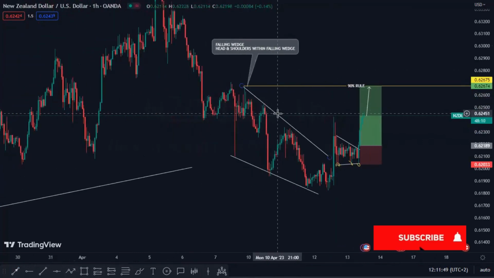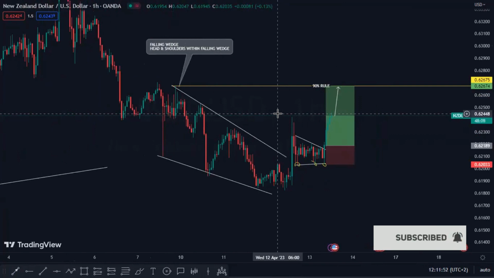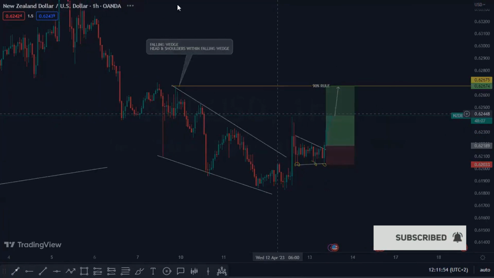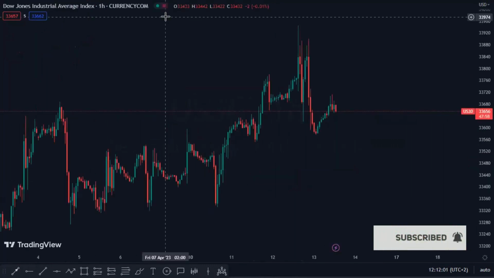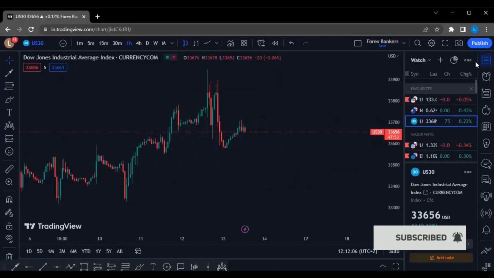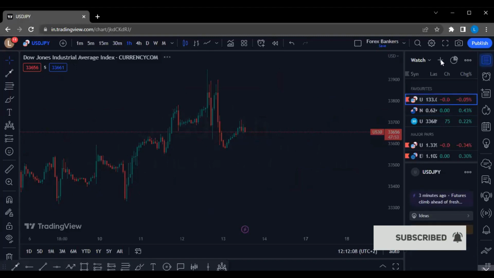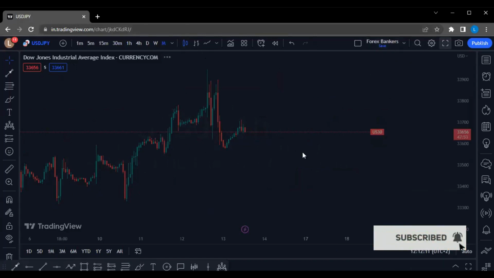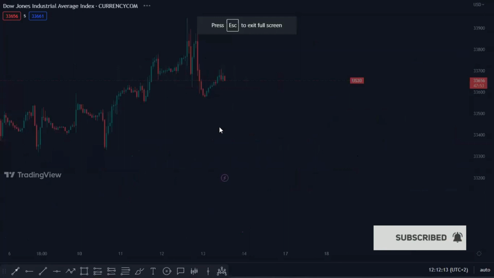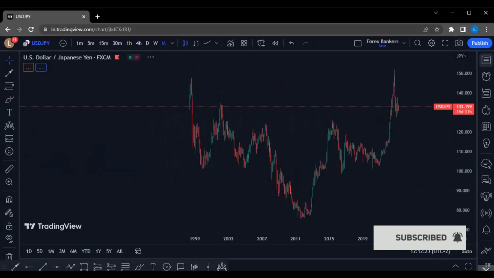So yes, guys, this is it on NZD USD. I'm just currently gonna jump into USD JPY right now, guys, just to give you an analysis on USD JPY too. Yes, USD JPY, and I'm gonna go on a monthly time frame, obviously. So yes, guys, let's just wait for this to load. Okay.